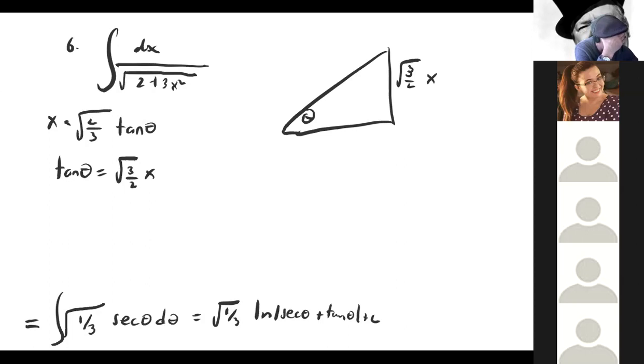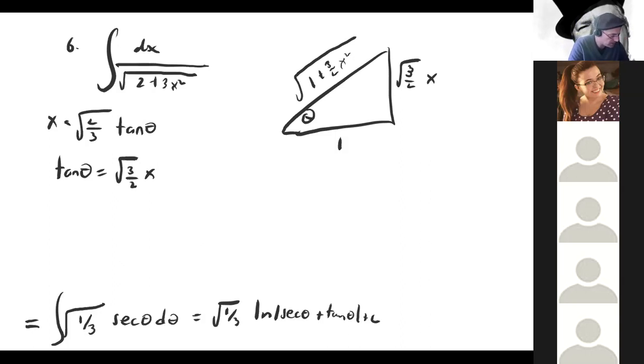So we have opposite over adjacent. You could put a 1 here. And then what is the hypotenuse? By the Pythagorean theorem, this is 1 squared plus the square root of 3/2 x squared. So let me simplify that. It's the square root of 1 plus 3/2 x squared. It looks right to me.